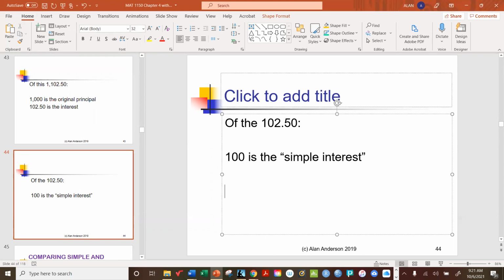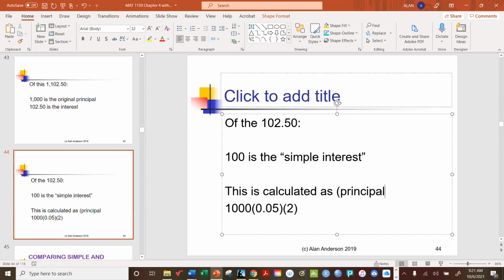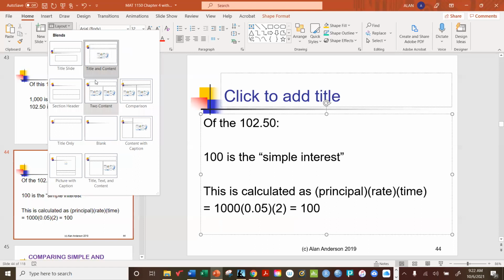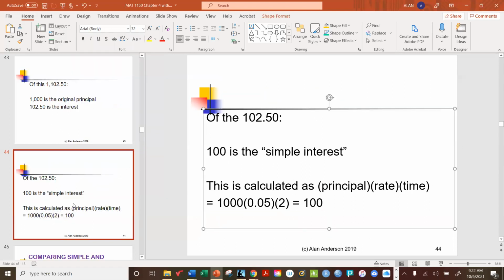Why do I know that? Because this is calculated as 1,000 times 5% times 2 years. In fact, why don't I write out the formula here? Principal times rate times time. And therefore, I have 1,000 times 5% times 2, which is only $100. Well, where did the rest come from? Good question.